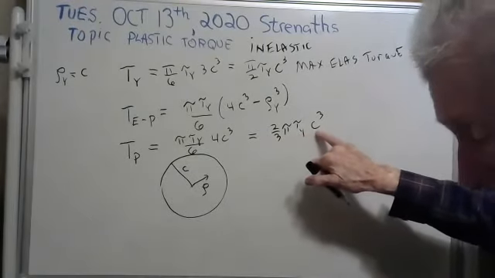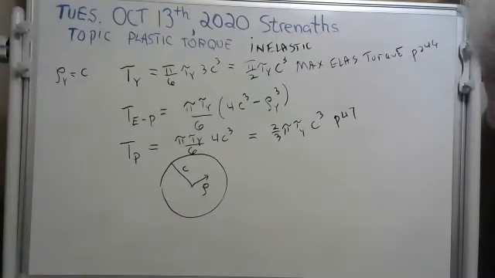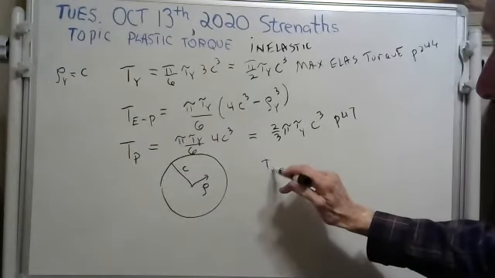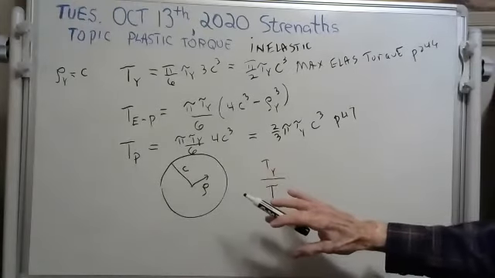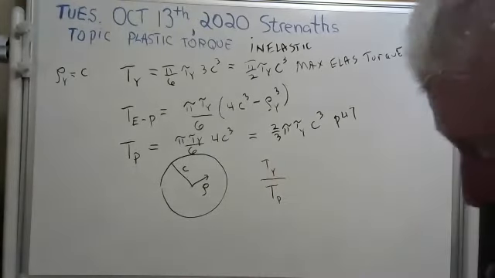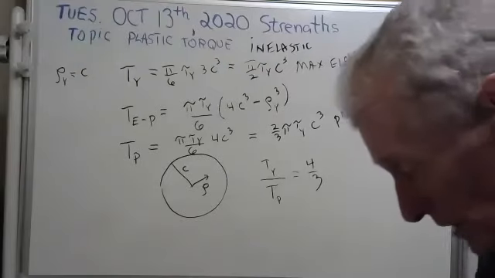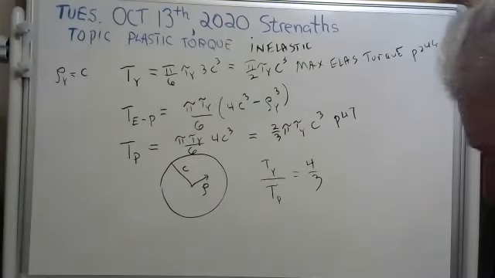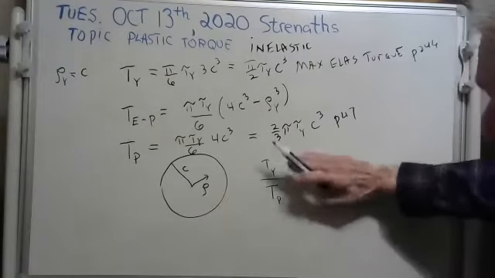2/3 pi tau sub y c cubed. It's on page 247. And then somebody noticed, if you compare these, it turns out that the maximum elastic torque and the fully plastic torque are equal to 4/3. See that equation on 247? No, I got it wrong. No, it's 3/4. I got it backwards.